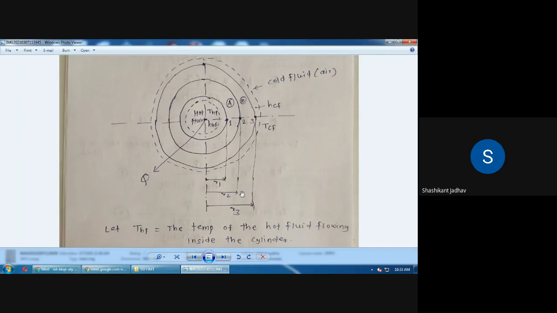Then what is the temperature difference? What is the temperature of hot fluid, that is THF minus फर्स्ट लेअरचं टेम्परेचर काय असणार आहे, T1 असणार आहे. सो THF minus T1. ओके, सो दिस इज द इक्वेशन फॉर द कन्व्हेक्शन ऍट द सेंटर.